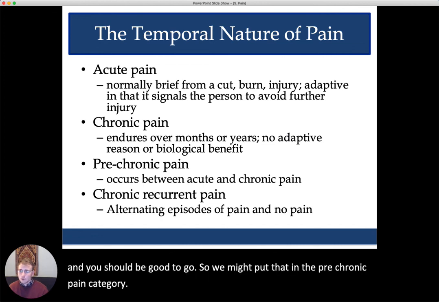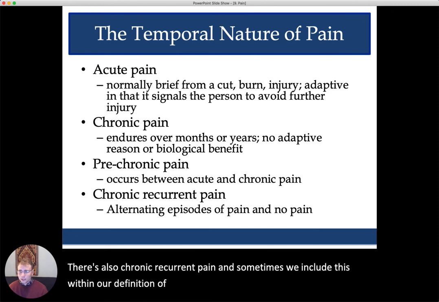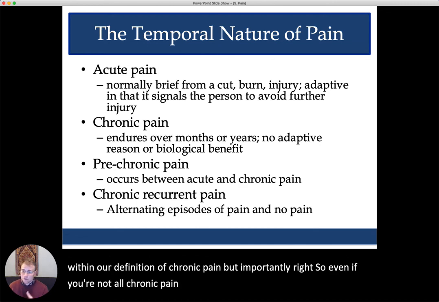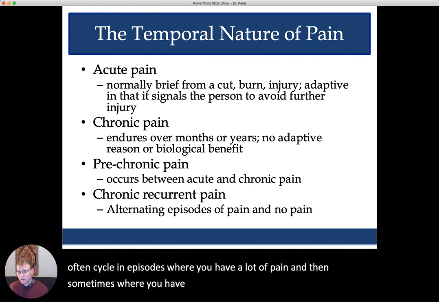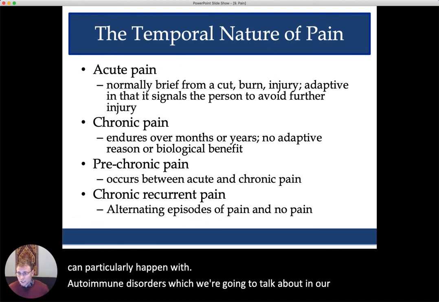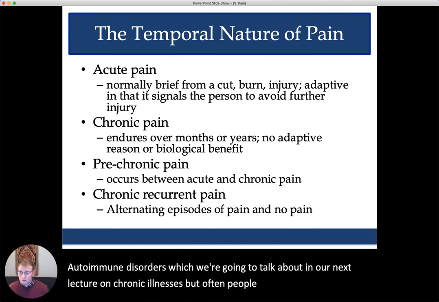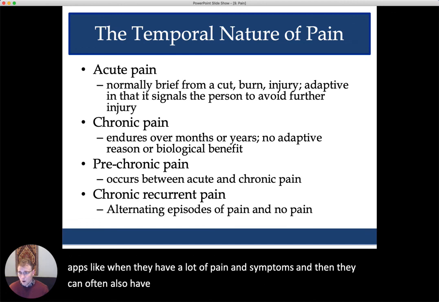There's also chronic recurrent pain, and sometimes we include this within our definition of chronic pain. But importantly, not all chronic pain occurs continuously all the time, right? It can often cycle in episodes where you have a lot of pain and then sometimes where you have no pain or much less pain. And this can particularly happen with autoimmune disorders, which we're going to talk about in our next lecture on chronic illnesses. Often people have what we call flare-ups, where they have a lot of pain and symptoms, and then they can also have periods where that disease is well managed and there's less pain.